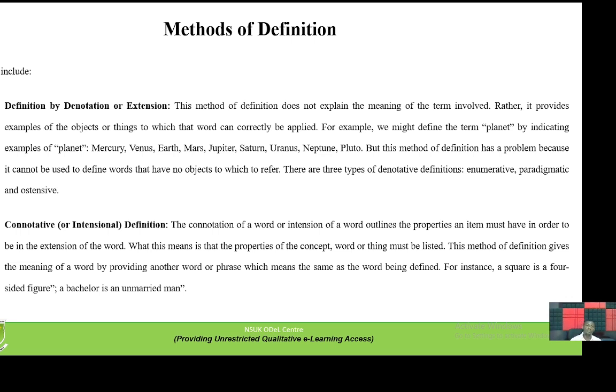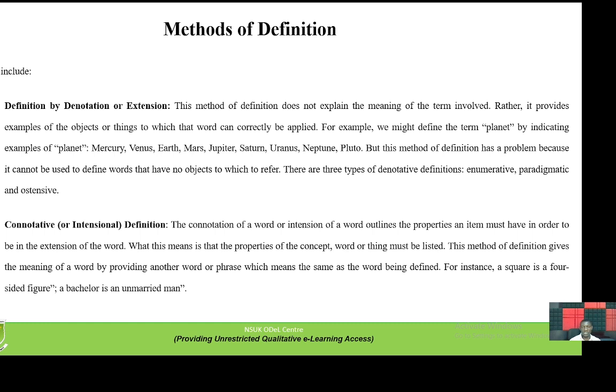Now we move to methods of definition. What are the methods of definition? There are many methods of definition. Number 1, definition by denotation or extension. The method of definition by denotation or extension.